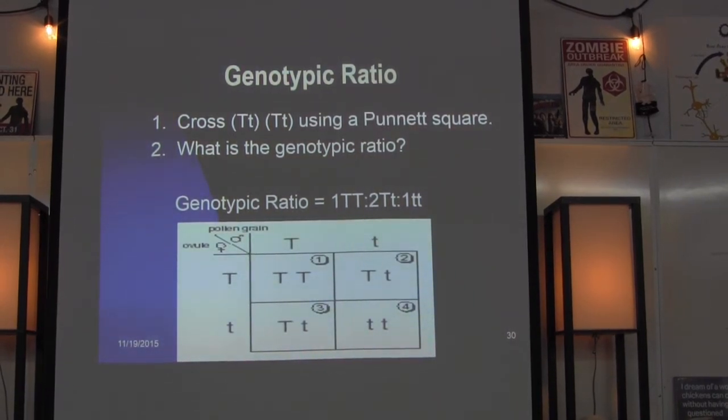Wait, so what would the ratio be on the test? It'll be multiple choice ratios. This is the correct ratio because you've got 1, 2 of these, and 1. So if I asked you to cross big T, little t with big T, little t, which is a heterozygous cross, like you mentioned, using a Punnett square, and I asked you the ratio, you would say 1 to 2 to 1. But on the test, you're not going to have the letters. I just put the letters here so you can see where they're coming from.